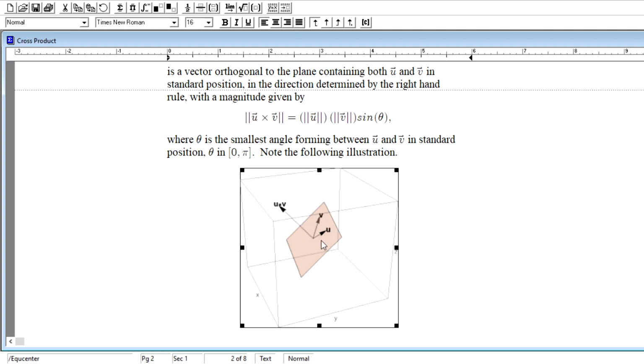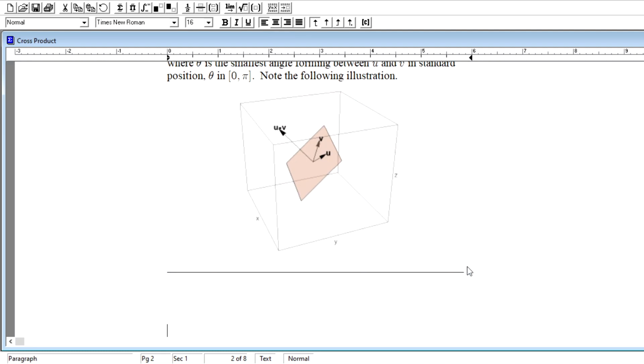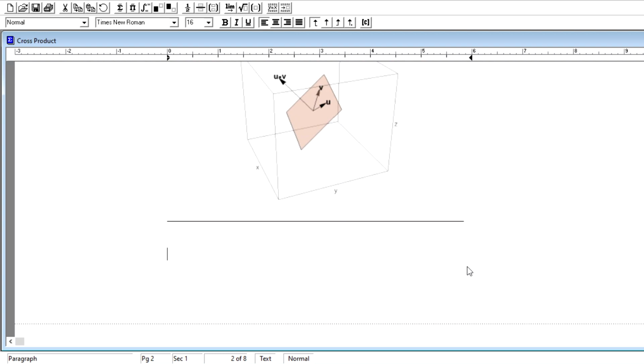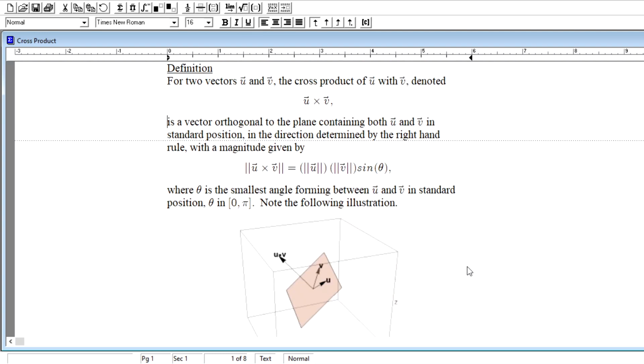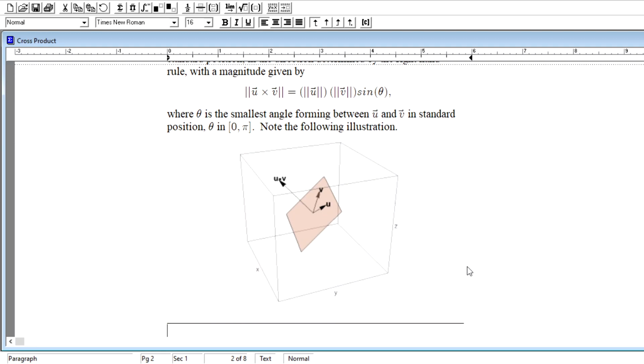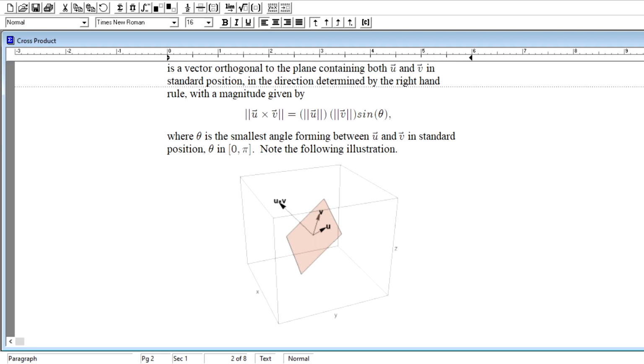Well, that depends upon the length of u and the length of vector v individually, and what happens to be the shortest little angle that is forming between u and v in this arrangement. All right? Now, how do we calculate that cross product? Well, let me explain the right-hand rule real quick. The right-hand rule is a rule that we use to determine the direction of this orthogonal vector.